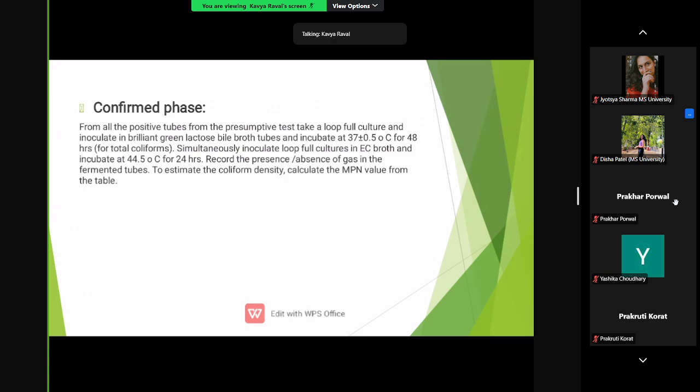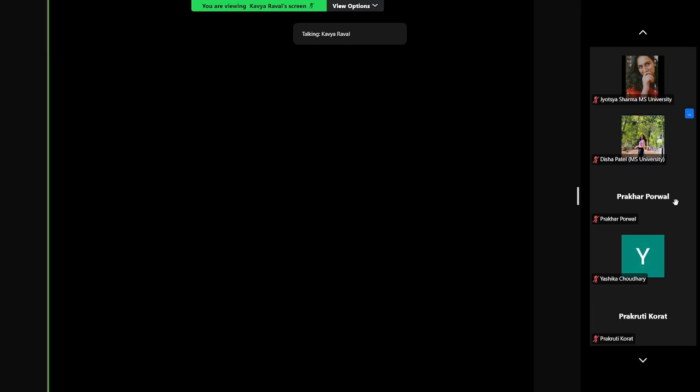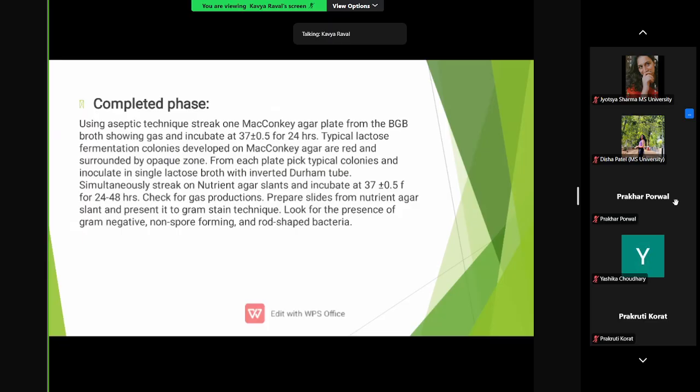Confirmed phase: from all the positive tubes from the presumptive test, take a loopful of culture and inoculate it into brilliant green lactose bile broth and incubate at 37 degrees for 48 hours. Simultaneously, inoculate a loopful of culture in EC broth and incubate at 44 degrees for 24 hours. In the completed test, use MacConkey agar plate and BGLB broth showing gas, incubated at 37 degrees for 24 hours.